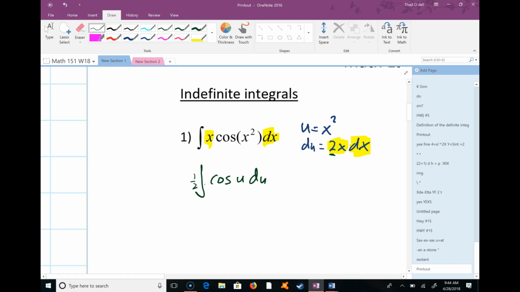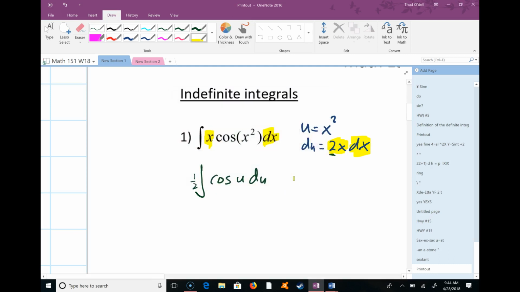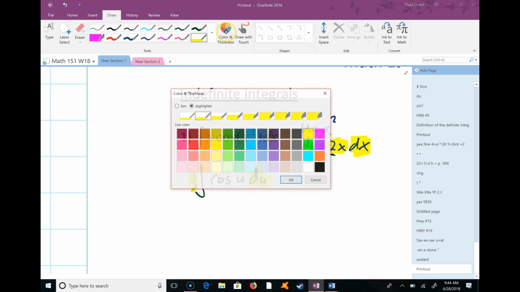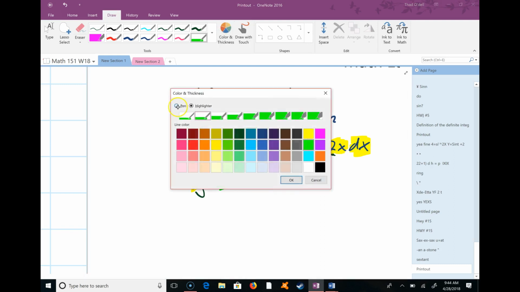So now, again, it's important to make sure that they match exactly. You don't want them to sort of match, you want to match exactly. So if I highlight the du and the 1/2, those together match up with the x and the dx. And if I highlight the cosine u in the green, notice that's exactly the same as the cosine x squared. So we have a one-to-one correspondence between these two integrals. So then I'm ready to go ahead and integrate it.